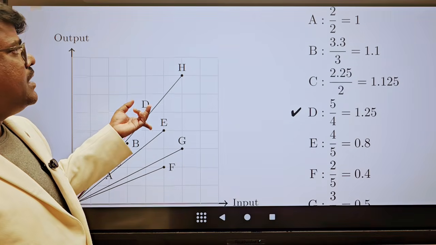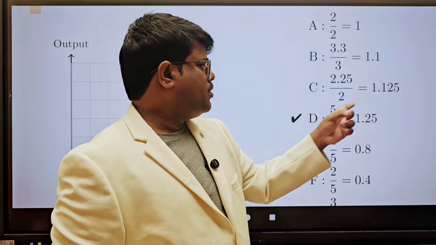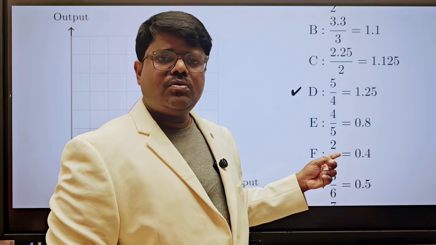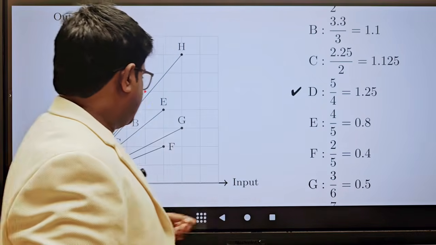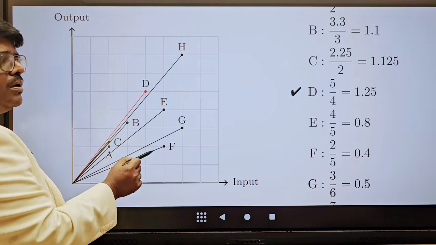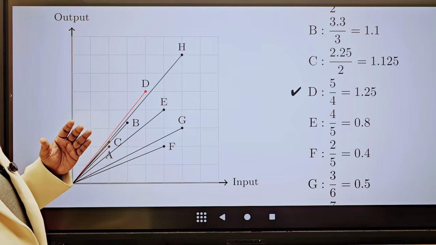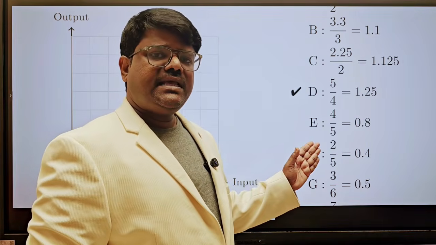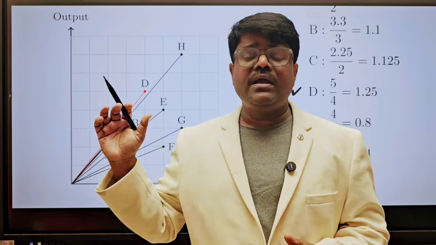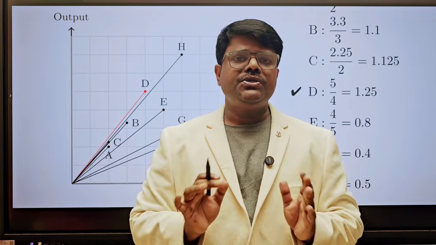Here you can see A is 2 by 2, that is 1, B value is 1.1, C is 1.125, D is 1.125. I have calculated through efficiency equals output by input. Through the graph, you can see D has more slope compared to all, so we can say D is efficient. From the formula also we can say D is efficient. By observing the graph you can easily say D is efficient, and by calculating through the formula also, both answers are the same.